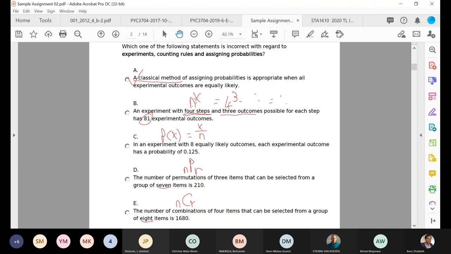That's 64. And aren't we supposed to be doing 3 to the power of 4? There we go. Now we get 81. So 3 to the power of 4 is 81. That gives you 81. Okay, so therefore number B is correct. And number C, you just need to apply the basic probability function.